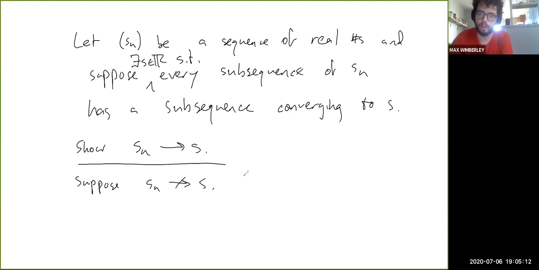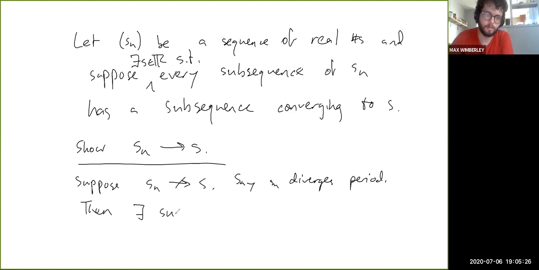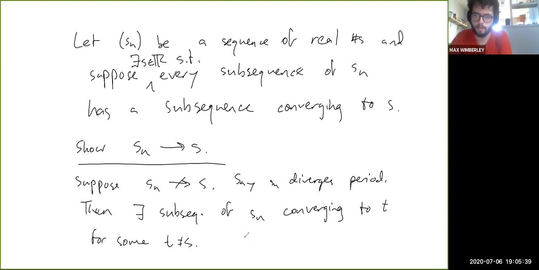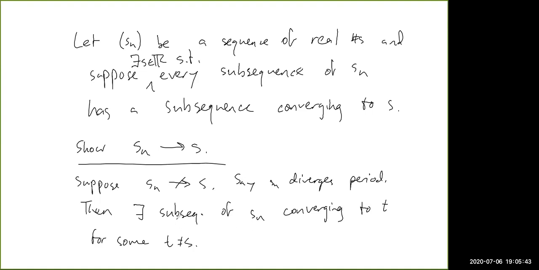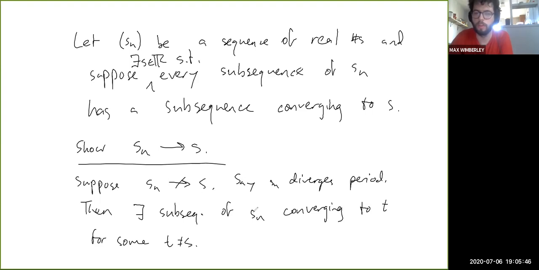So let's suppose that Sn just diverges, period. Then there exists a subsequence of Sn converging to T for some T not equal to S. Wait, how do we know that? Because if there weren't a subsequence like that, that would mean that the only subsequential limit of Sn is S, and we've shown that that means Sn converges to S. Diverging, period, just means that there's more than one subsequential limit, basically.